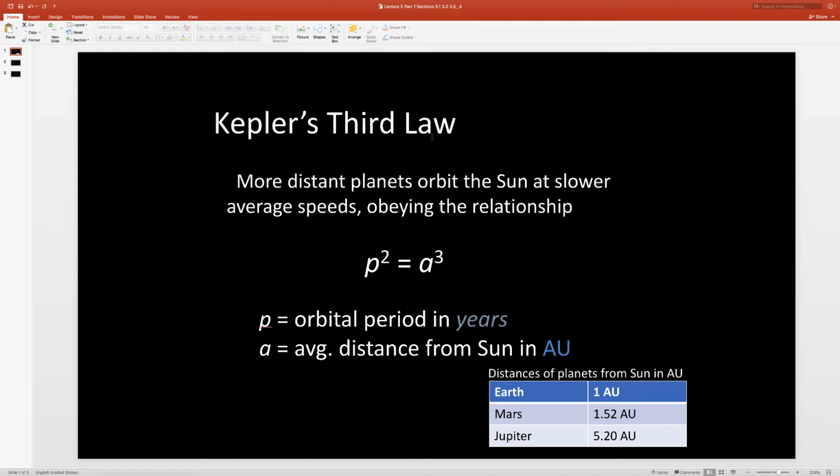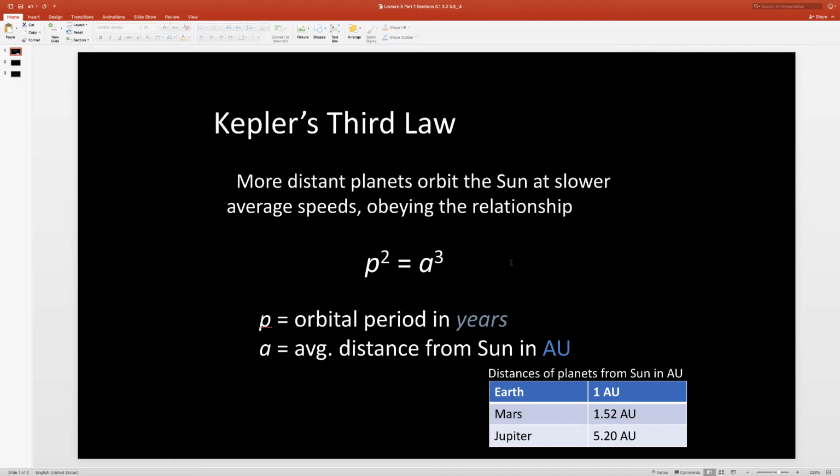And the relationship between how long it takes them to go around, which is their orbital period, and how far away they are, which is actually more of an average distance from the sun, because remember, sometimes they're farther away and sometimes they're closer. So it's the average distance, which turns out to be the semi-major axis of the ellipse. And there's a relationship between the two that says that the period squared is equal to the average distance from the sun in AU cubed.